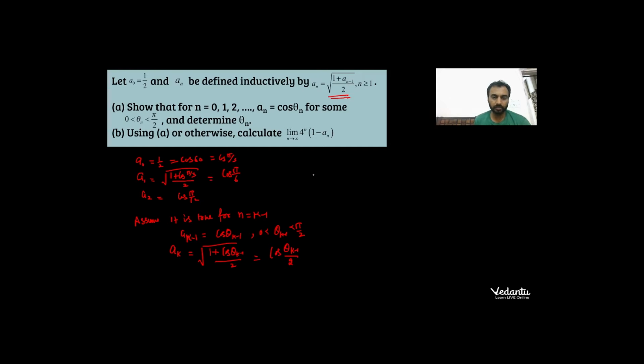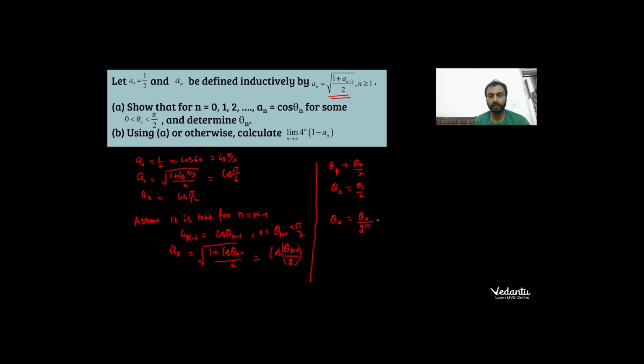So that is a_k. So we can easily see that it is a cos of theta. Now we have to find theta_n. As first we have proved that a_n is of the form cos of theta_n, so now we have to find theta_n. As we see, theta_2, or we can say theta_1, is equal to theta_0 by 2, and theta_2 is theta_1 by 2. So they are forming a GP. So we can say theta_n will be equal to theta_0 by 2 power n.